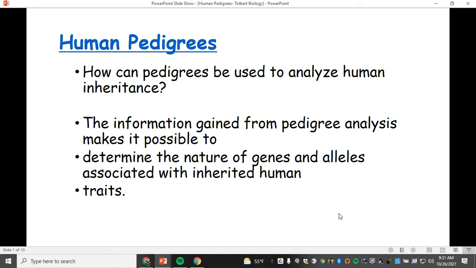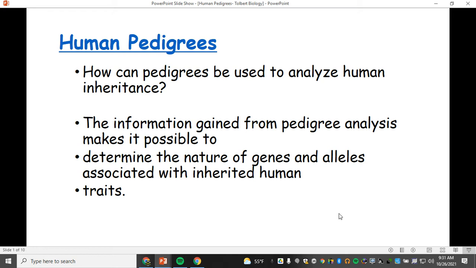Today we're going to talk about human pedigrees. When you hear this word pedigree, a lot of us think about dogs and cats and dog food in particular, but it's like that, but not exactly. Pedigrees are going to be something a step further than that. It's how we analyze these traits, these things that make us us.